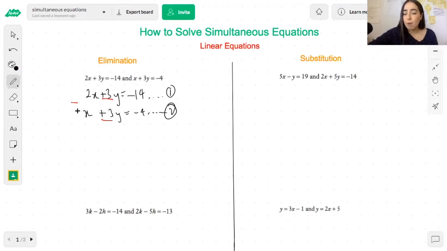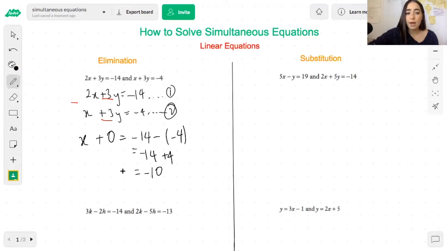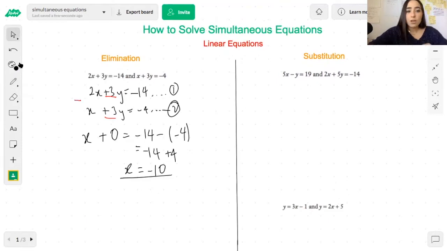So 2x minus x gives you x. 3y minus 3y gives you 0. And negative 14 minus 4. I'm going to write it out like this so you don't mix it up. So negative 14 minus 4, right? That gives you negative 14 plus 4, which gives you negative 10. And on the left-hand side, you're just left with x. So x equals negative 10. So that's the value of x.